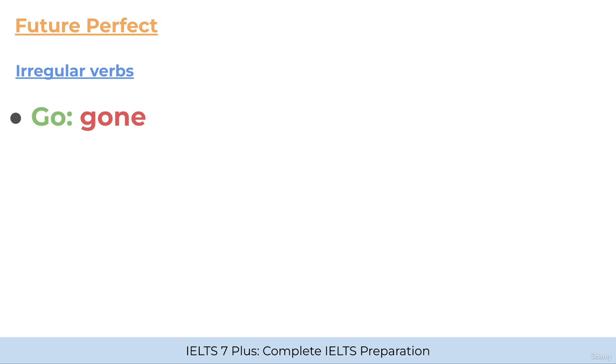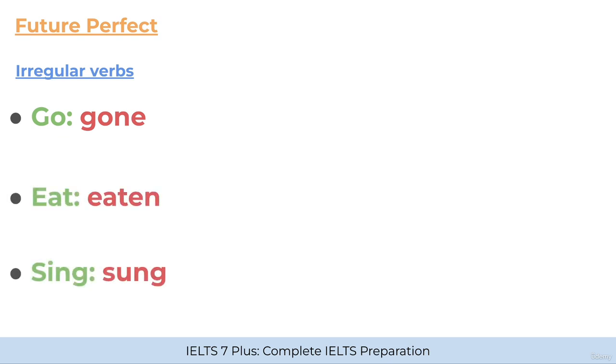For example, go becomes gone, eat becomes eaten, sing becomes sung. So you can tell with these examples that, okay, yes, there's no real pattern, there's no rules to remember. They are quite different words in the past participle. And here, important to note that they are different from the simple past. So that's a way that you can remember that, oh, okay, they're not the simple past, they're in fact the past participle.